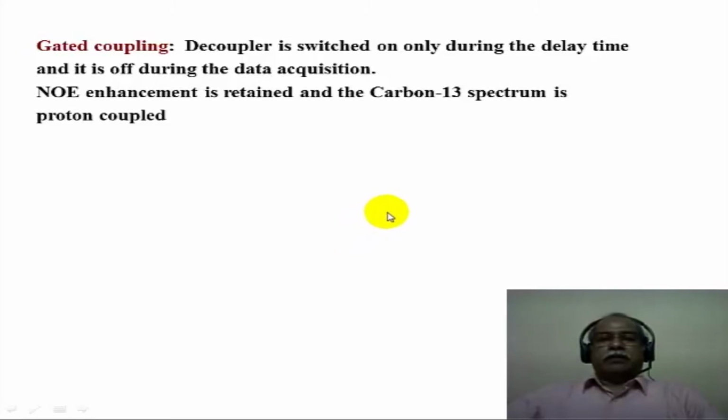The second methodology used in carbon-13 spectroscopy is called gated decoupling. We will deal with gated decoupling and off-resonance spectroscopy in much more detail in another module. For the time being, all you need to know is that the decoupler is switched on during the delay time and it is off during the data acquisition. In other words, the carbon-13 spectrum is completely proton coupled. It also has the advantage of the nuclear Overhauser effect enhancement. We will see about the nuclear Overhauser effect in much more detail in another module. For the time being, this information is presented essentially for completion.